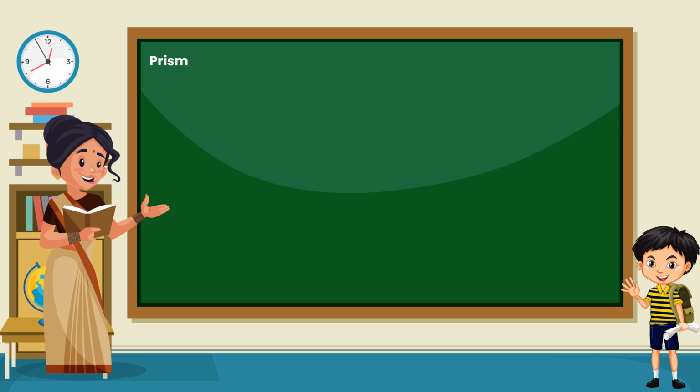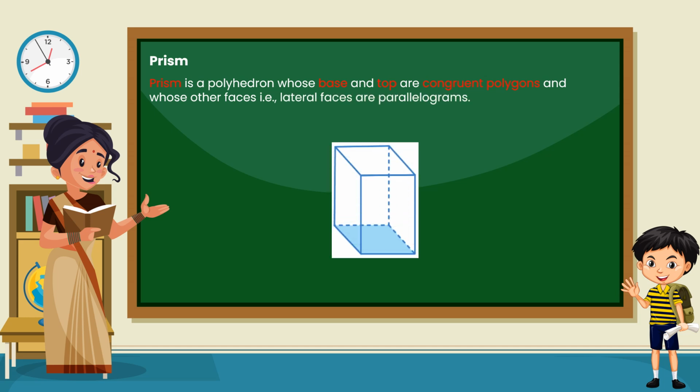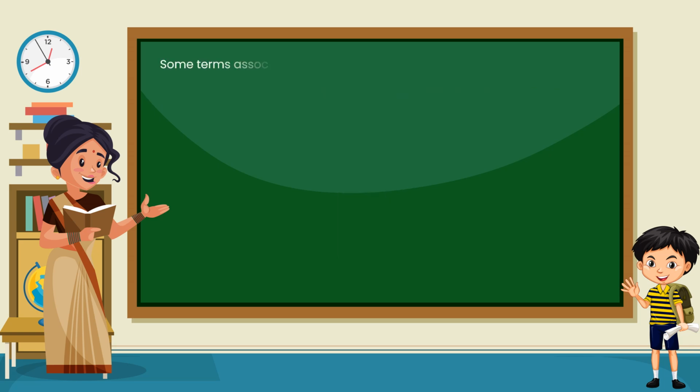Prism. Prism is a polyhedron whose base and top are congruent polygons and whose other faces, i.e., lateral faces, are parallelograms. Some terms associated with a prism. Pentagonal prism.